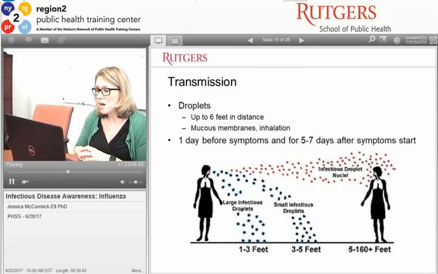The other tricky thing is that people are shedding virus and infectious one day before they have any symptoms, and once symptoms start for 5 to 7 days. So just like with everything, it's really important that if somebody's having severe symptoms, that they stay home and they limit their contact, so that way they limit the number of people that become sick.